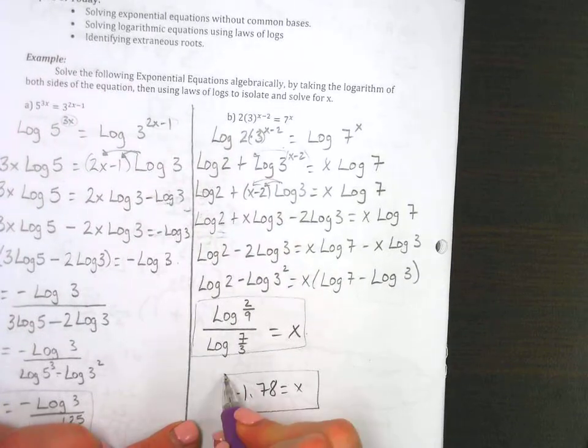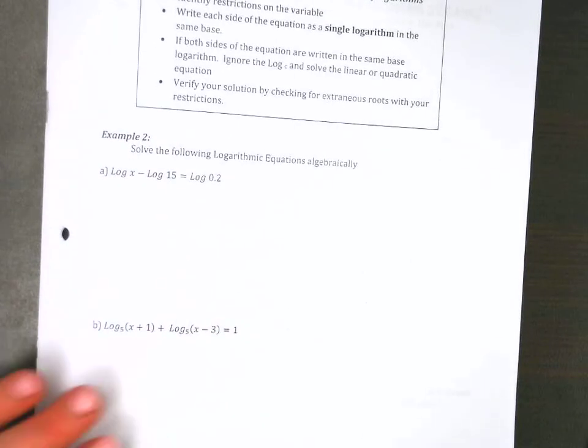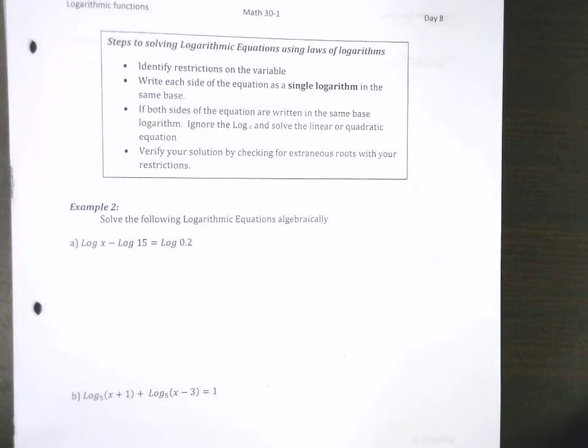The other type of equation you might get is an actual logarithmic equation. So steps to solving logarithmic equation using laws of logs. So first thing is, with logarithmic equations, you're going to have restrictions on your variable. So you want to identify restrictions on your variable. You need to, in order to solve a logarithmic equation, you have to write each side of the equation as a single logarithm in the same base before you can do anything else. If both sides of the equation are written in the same base logarithm, you can, similar to exponential equations, then ignore the log base c and solve the linear or quadratic equation.